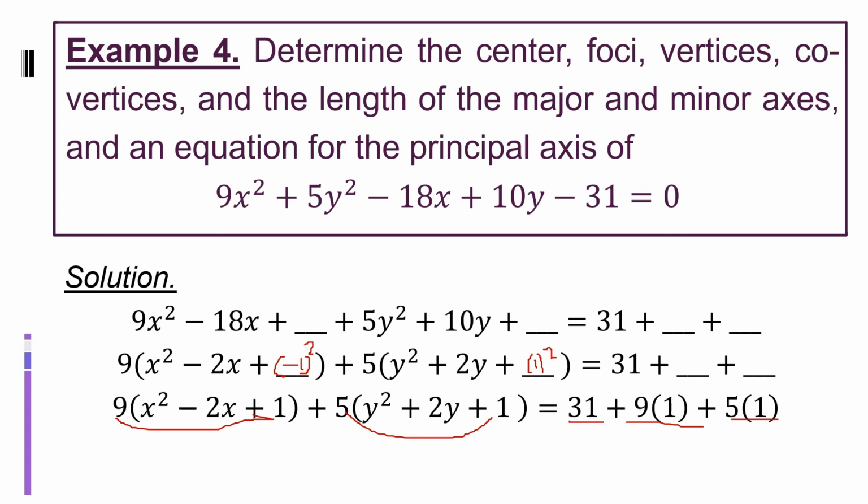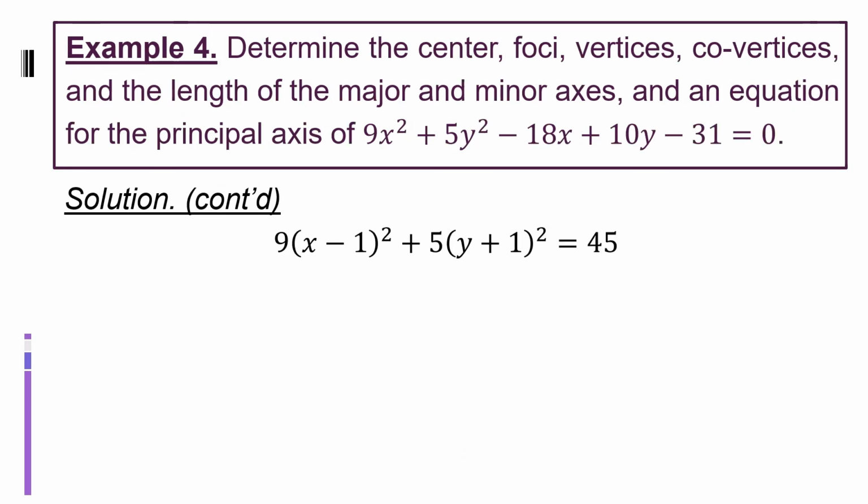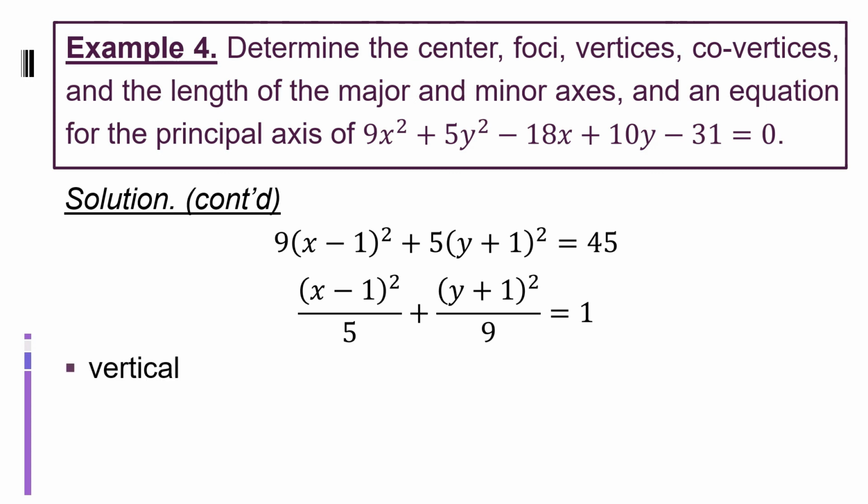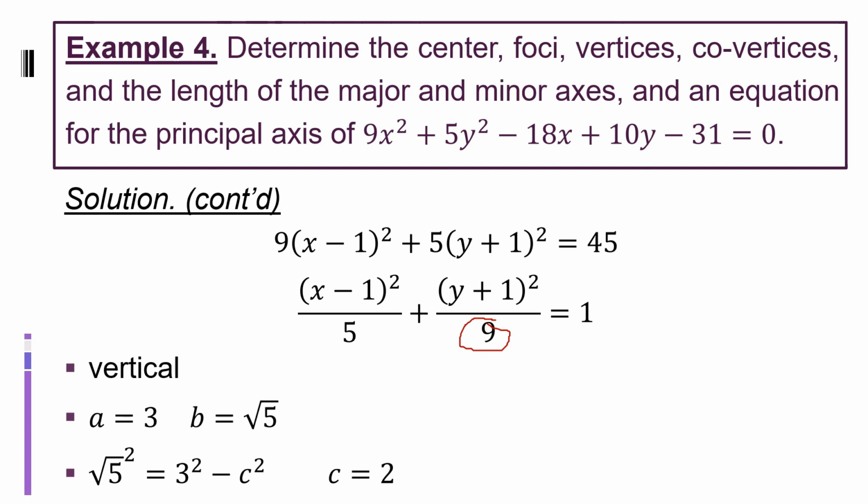Yan. So by simplifying, we now have 9 times x minus 1 squared plus 5 times y plus 1 squared is equal to 45. Dividing everything by 45, then we have x minus 1 squared over 5 plus y plus 1 squared over 9 equals 1. This tells us that this ellipse is vertical kasi nga, mas malaki yung denominator ng ating y. And our a is 3, our b is square root of 5. By our relationship, we see that c is equal to 2.